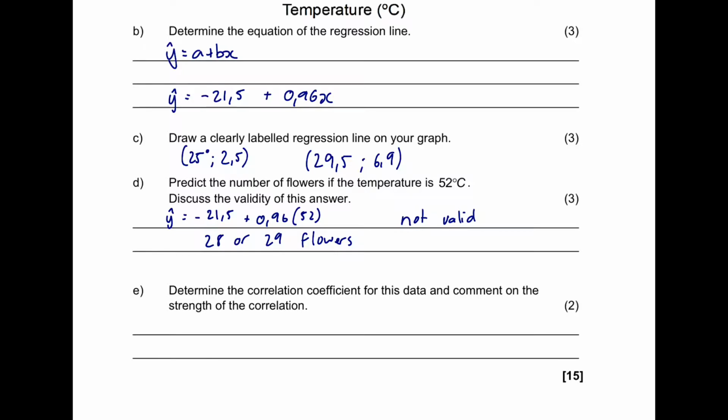For question E, determine the correlation coefficient for this data and comment on the strength of the correlation. So you would need to go, hopefully your data is still stored in your table. You would say Shift 1 again.